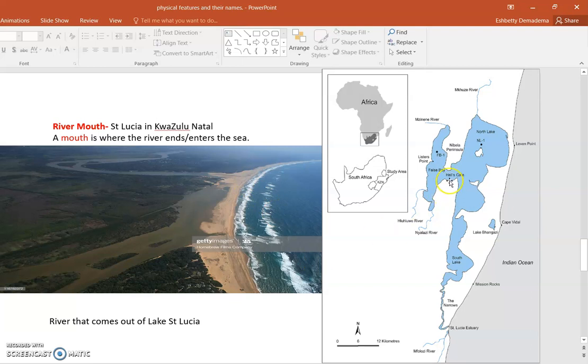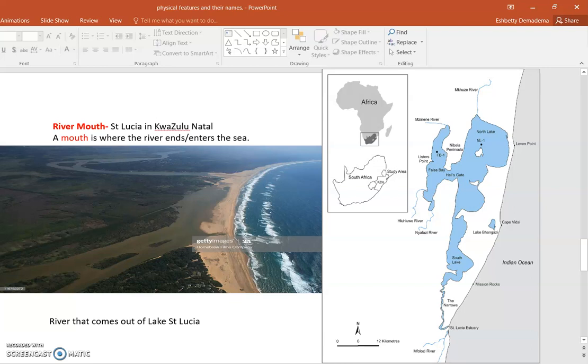And if we look at it on the map, it looks like this. There is your lake there, and then the river continues into the Indian Ocean at that point, and we call that the river mouth.